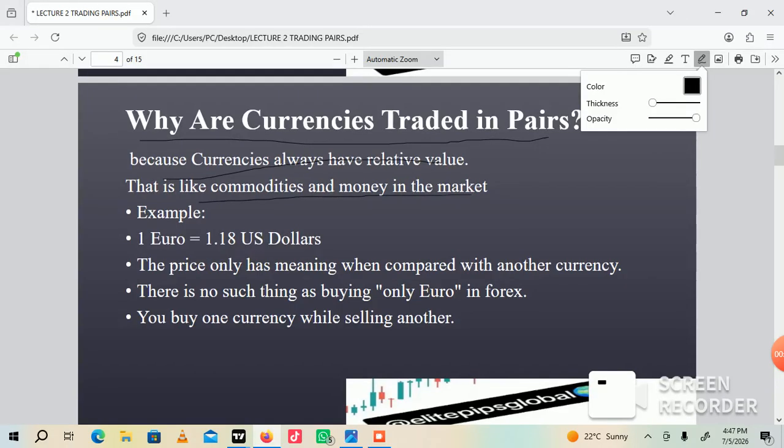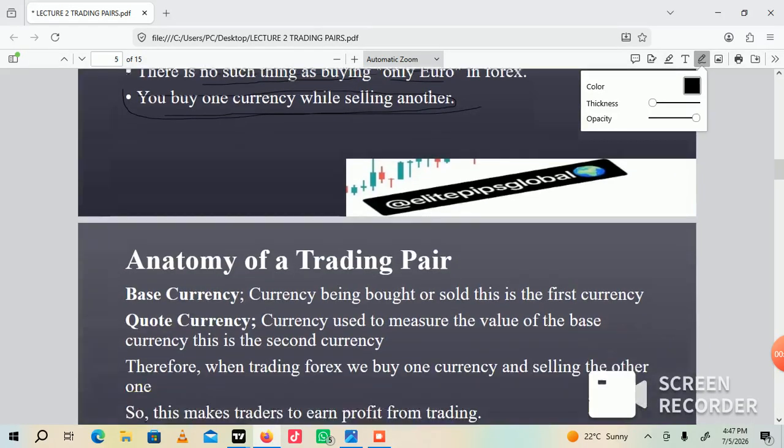That's like the commodity and the money in the market. For example, euro versus USD. The price only has meaning when compared with another currency. There is no such thing as buying just the euro in forex. You buy one currency while selling another currency. That is a very interesting issue about trading forex. So you buy something, then you sell something at the same time. So they act antagonistically.